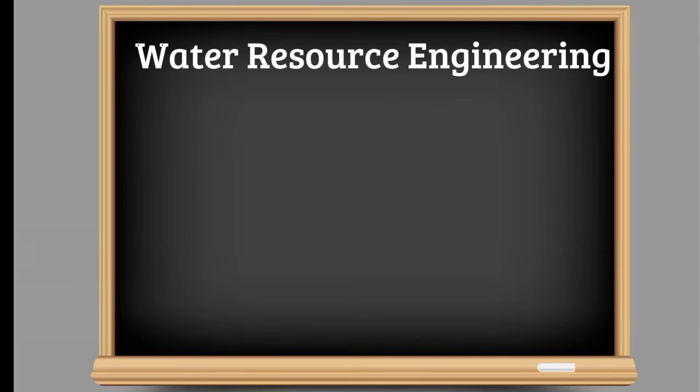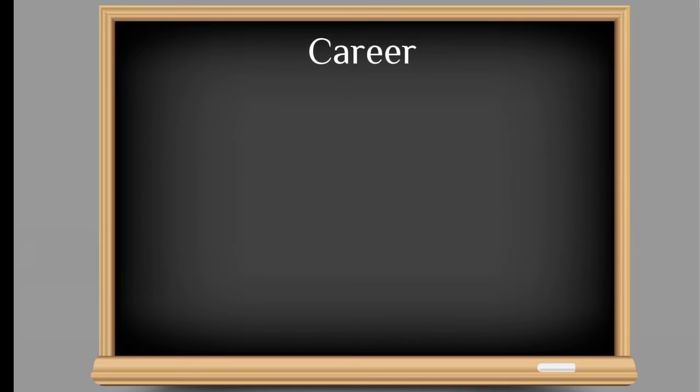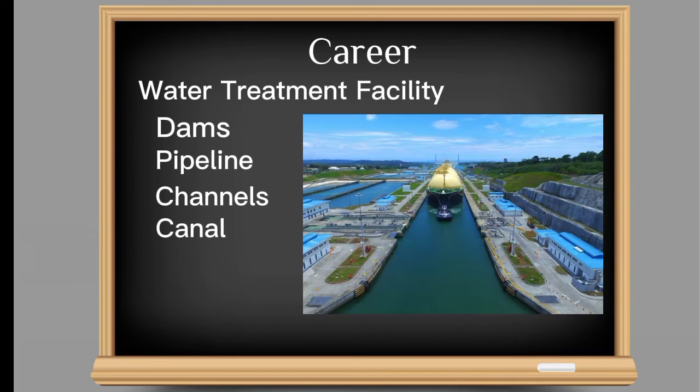Next is water resource engineering. This is about the design of systems to manage human water resources. Your career as a water resource engineer could work on a water treatment facility, designing dams, pipelines, channels, or a canal, which is an artificial waterway to transport water for irrigation or can be used for ships and boats.